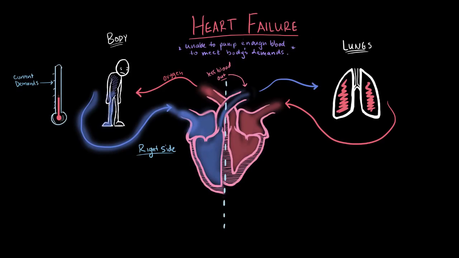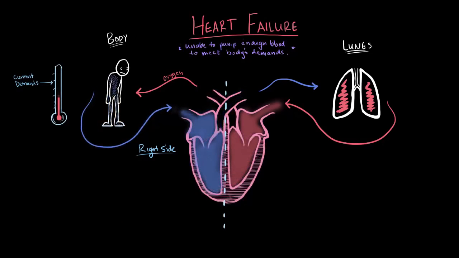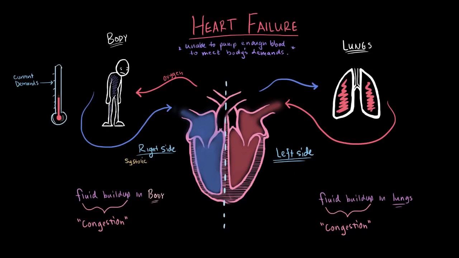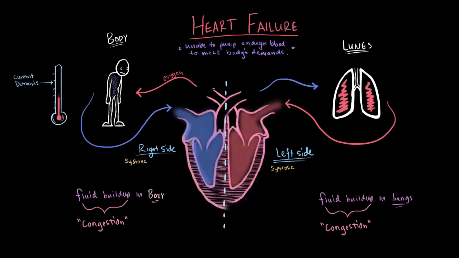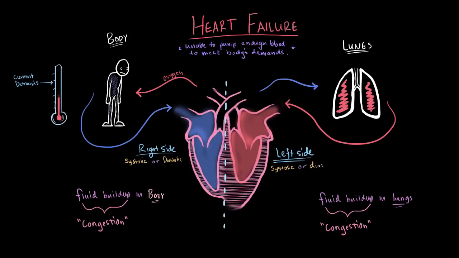So patients with right-sided failure might start getting fluid buildup in their feet, legs, and abdomen. And again, just like the left side, you have congestion or fluid buildup, but this time it's in your body instead of your lungs. So as a quick recap, you could just have systolic failure on the right side, or you could just have systolic failure on the left side, and it's possible to have both. In the same way, you could have diastolic on the right side only, or only on the left side. Or you might have both. It's even possible to have a combination of systolic and diastolic failure.